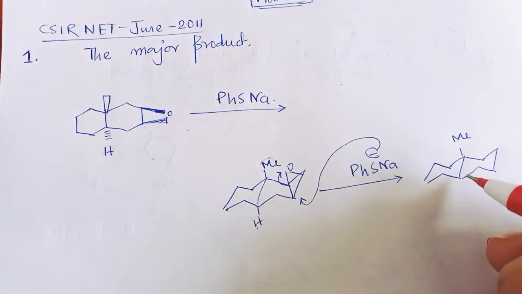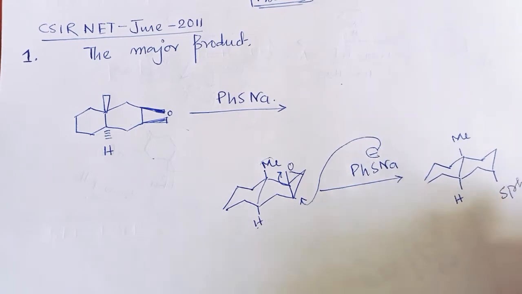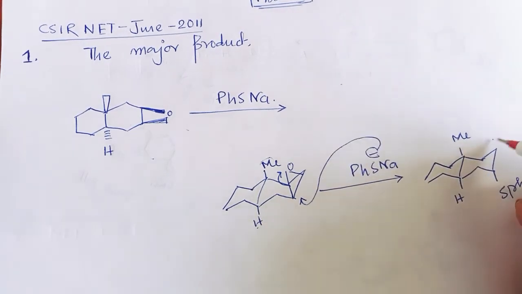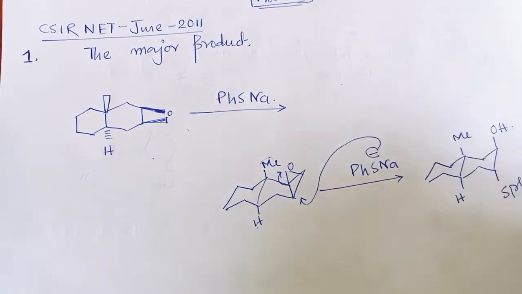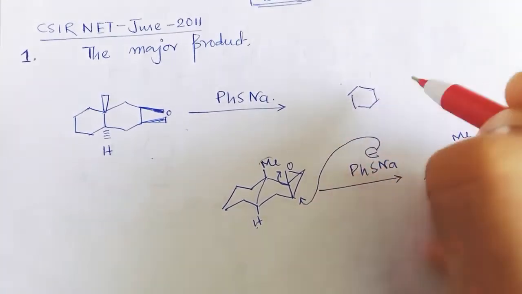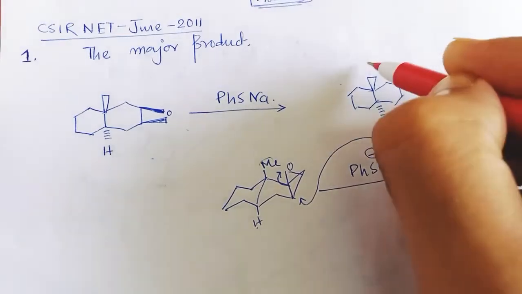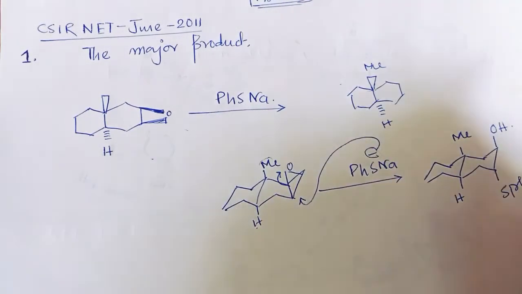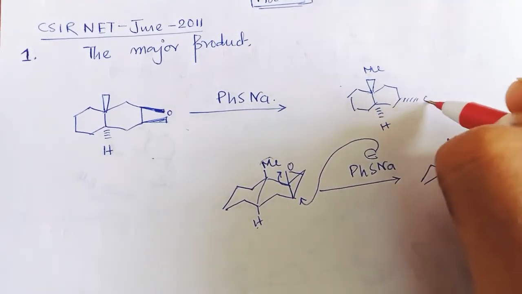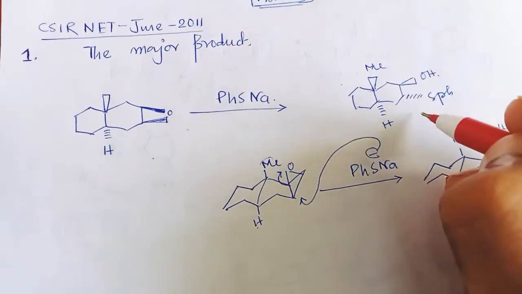Methyl will be above, hydrogen is below, and at the axial position is PhS, and at the above position we have OH after hydrolysis. So the product will be like this. Right, this is the product.